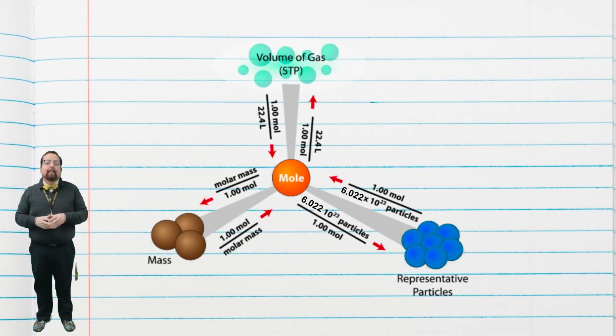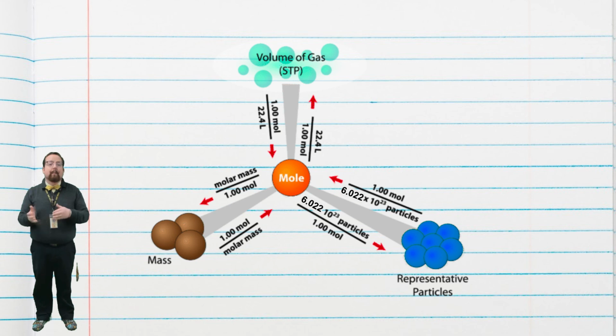Here's a little mole map that you'll get to glue into your notebook. If you're trying to go from mass to number of particles or number of particles to volume of a gas, there's no direct path. You always have to make a pit stop at moles before you go on to the next conversion. So today we learned 3 different conversions.